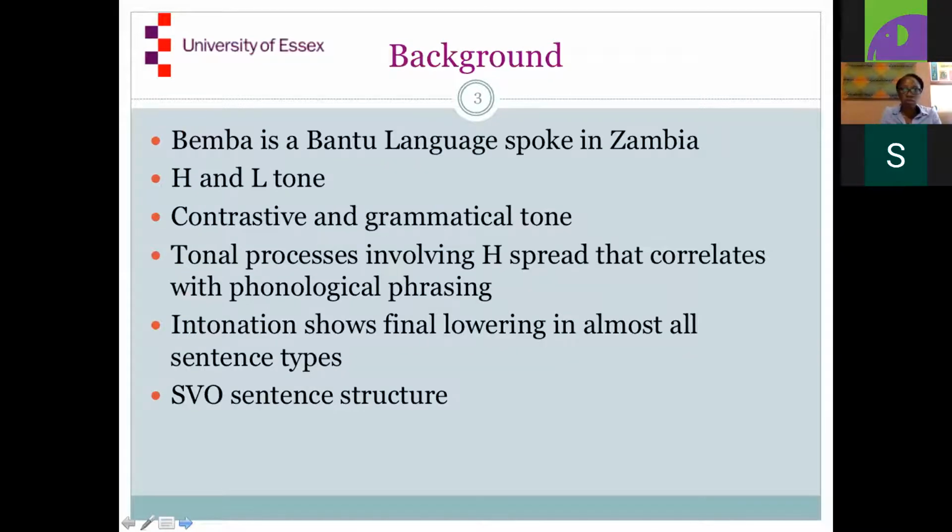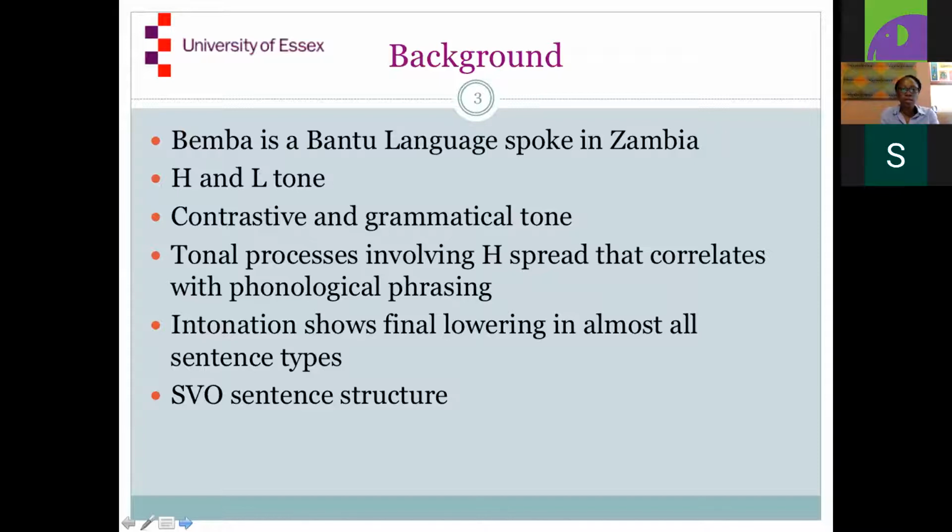Just to give a very, very short background, Bemba is an Eastern Bantu language spoken mainly in Zambia, but also in parts of the DRC. There are a couple of dialects. Actually, there are many dialects, and we know a little bit about three dialects. I will be talking mainly about the Central Copperbelt dialect today.